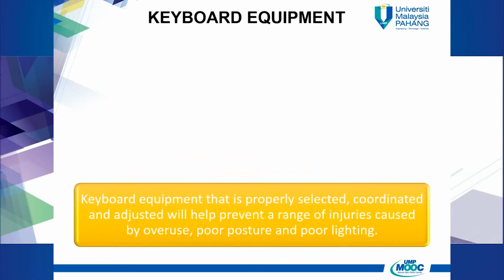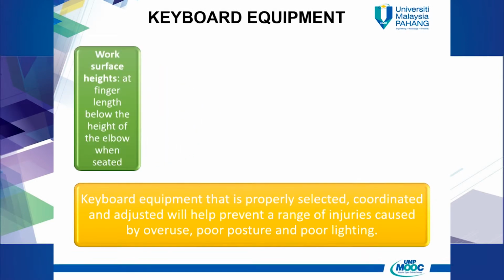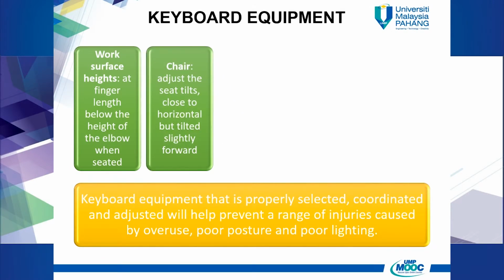Keyboard equipment that is properly selected, coordinated, and adjusted will help prevent a range of injuries caused by overuse, poor posture, and poor lighting. Adjust the height of the work surface or chair so that the work surface is approximately at finger length below the height of the elbow when seated. For chair, adjust the seat down so that you are comfortable when using the keyboard. Usually, this will be close to horizontal but tilted slightly forward.